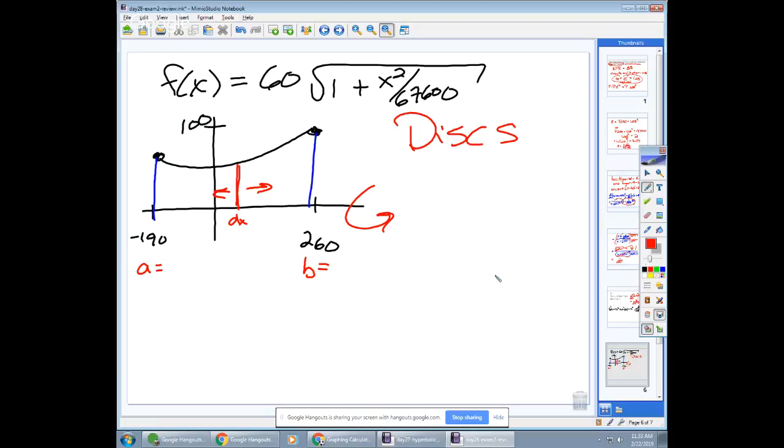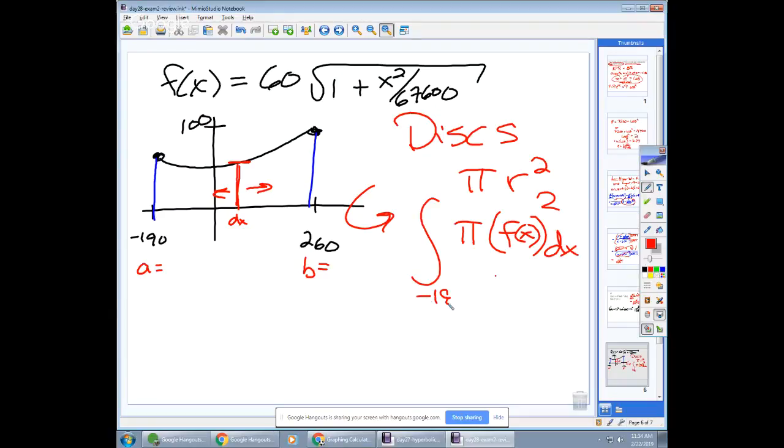Formula for discs is just pi times r squared. Since there's only one relevant curve here, I don't have a big R and a little r. And my R is that top up there. So my R is just this function. So that means I just need pi times f of x squared. And I'm going to integrate that from negative 190 to 260.